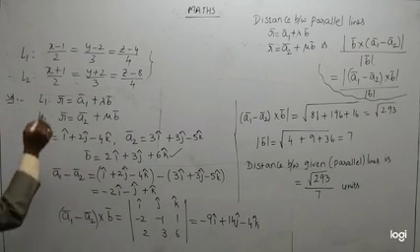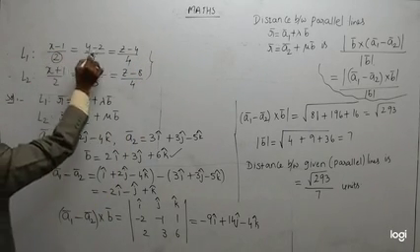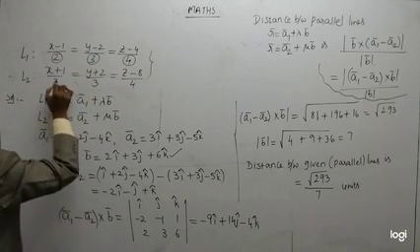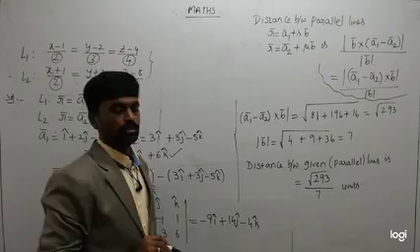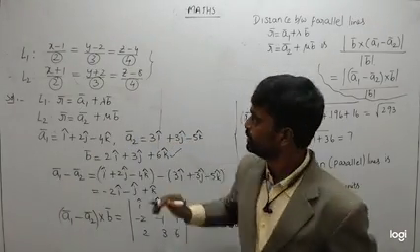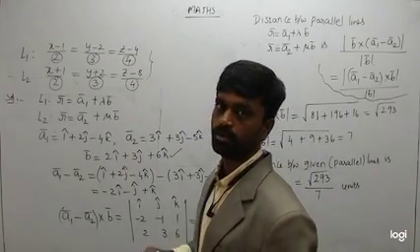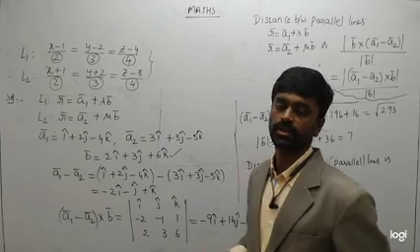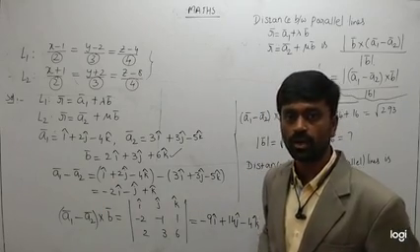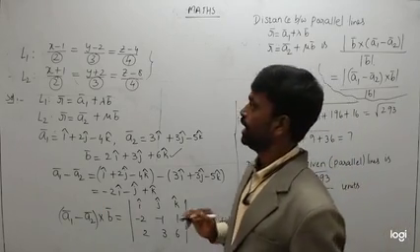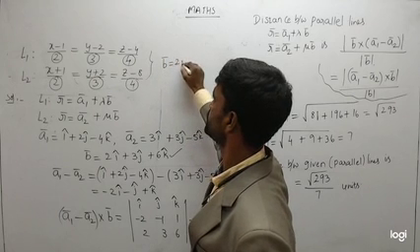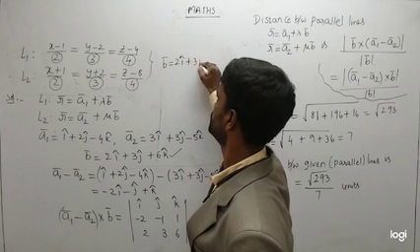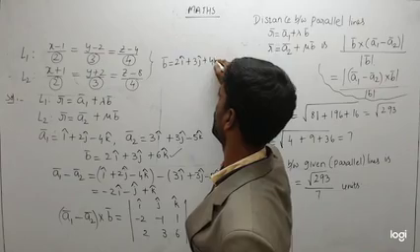Then if you observe, the drs of the first line and the drs of the second line are proportional, in fact they are equal. That means both L1 and L2 have the same drs, so the lines L1 and L2 are parallel lines. And what is the vector parallel to both L1 and L2? b bar is equal to 2i cap plus 3j cap plus 4k cap.